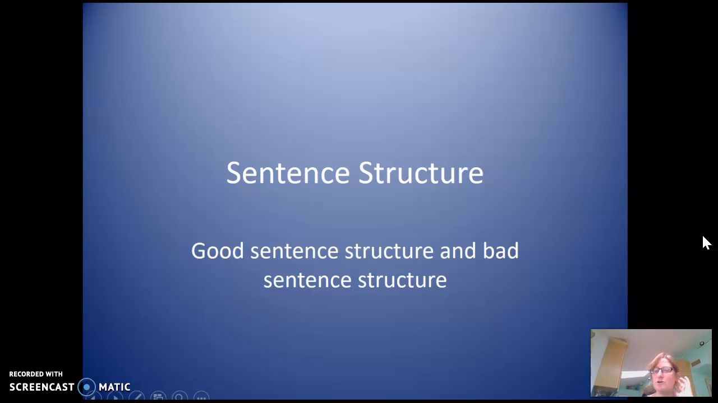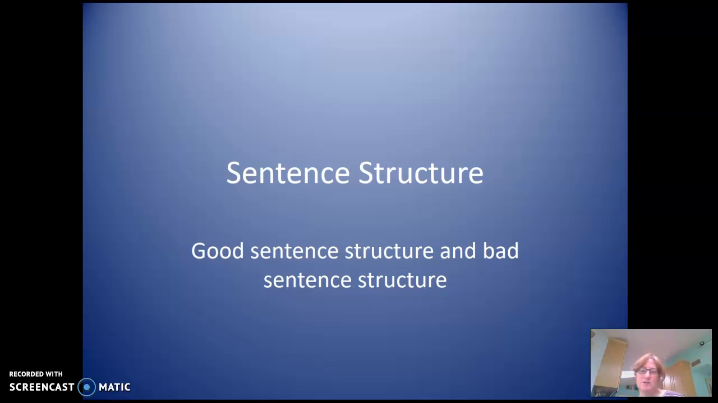So today we're going to talk about sentence structure. And when we talk about sentence structure, we're talking about clauses. We have talked about having independent clauses, and we say every clause needs a subject and a verb. And then we also have dependent clauses. So in this video, I'm going to go over good sentence structure and bad sentence structure.